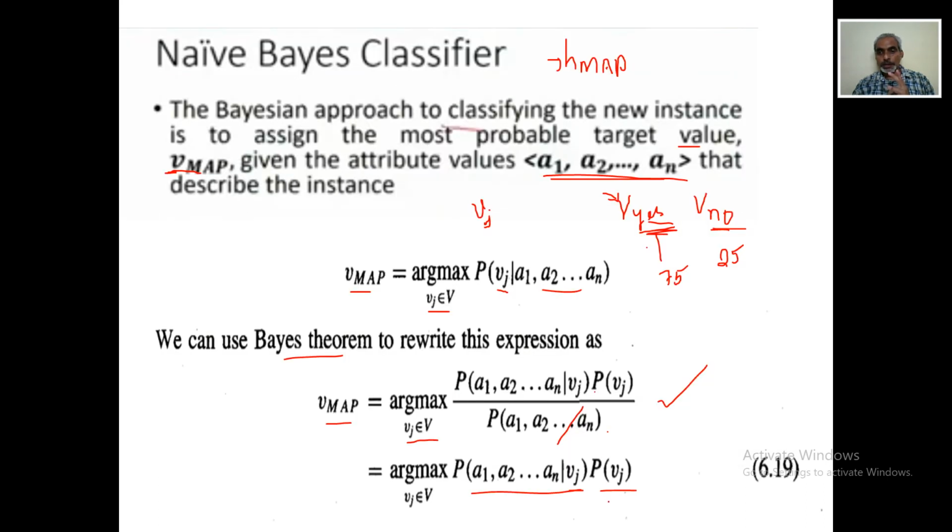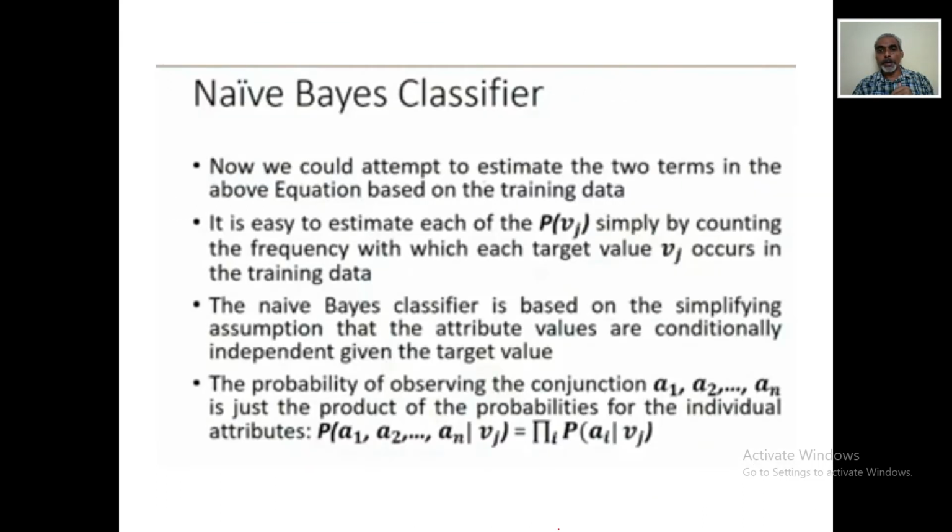So here I can see one term is probability of Vj. What is this Vj? Probability of yes or probability of no. It is very easy. How can you find probability of yes or probability of no? By counting. You are given 14 data samples. Out of 14 data samples, how many yes are there? How many no are there? You can easily find the probability.